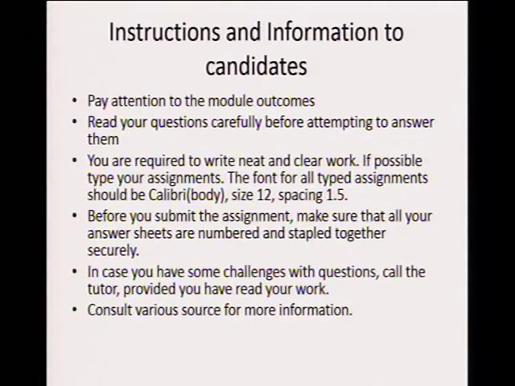Before you submit your assignment, make sure that all your answer sheets are numbered and stapled together securely. In case you have some challenges with questions, call me, provided you have read your work. Consult various sources for more information.